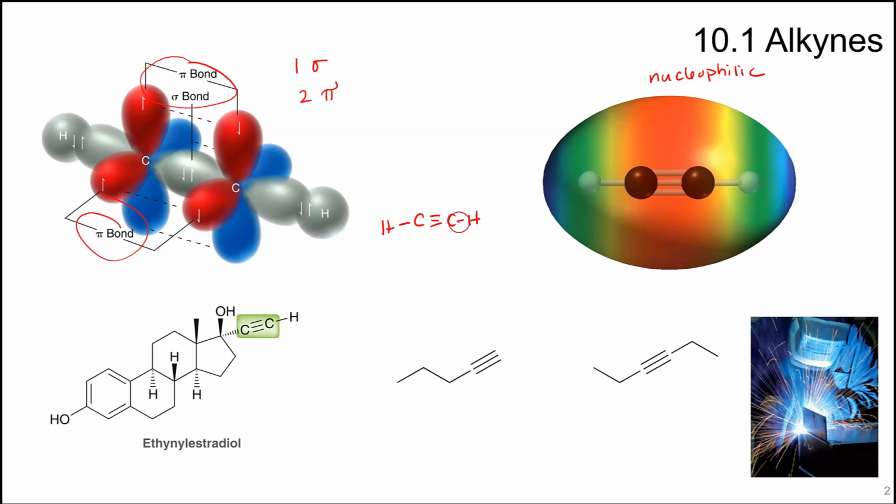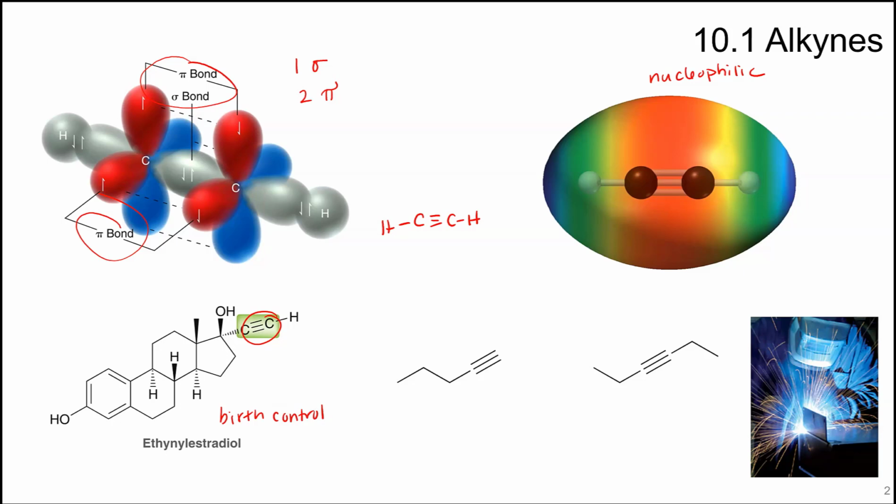Acetylene, which is shown here and here, is the most simple alkyne that you can have, and that is often used, as you can see here, for blowtorches, and it's also used as a precursor for the synthesis of more complex alkynes. This ethynyl estradiol is an example of an alkyne as well, and that's in many birth controls.